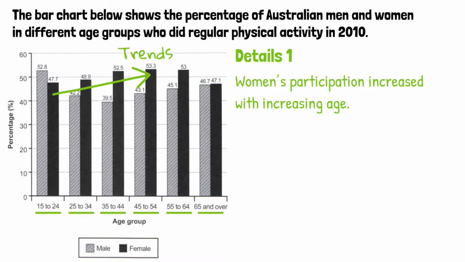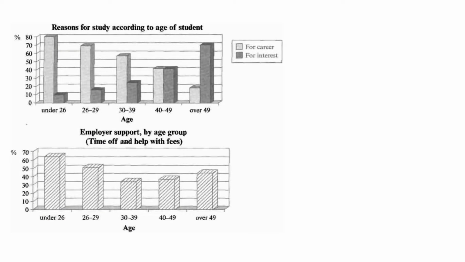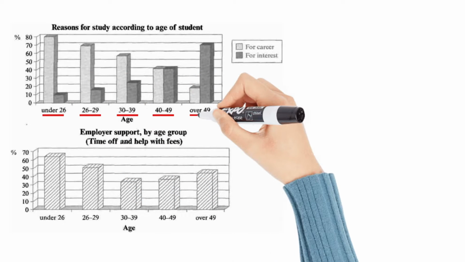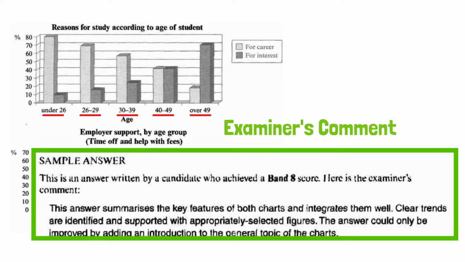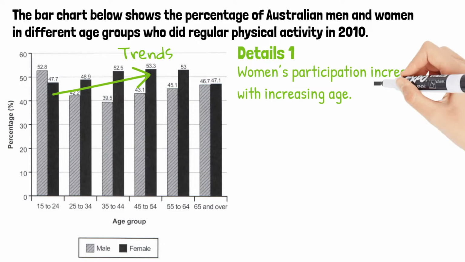These are not the same individuals, so there is no trend. Yes, these are different individuals, but we still need to show trends. Take, for example, this chart. As you can see, these are different people in different age groups. Look at what the examiner says about a report written by a candidate that scored an 8. The examiner says, clear trends are identified. So yes, we need to describe trends when the categories on the x-axis are age groups.